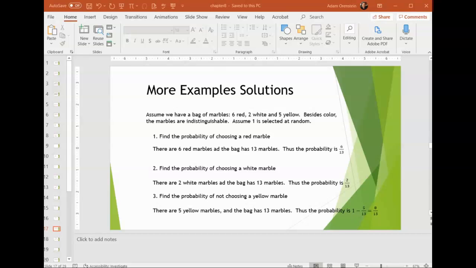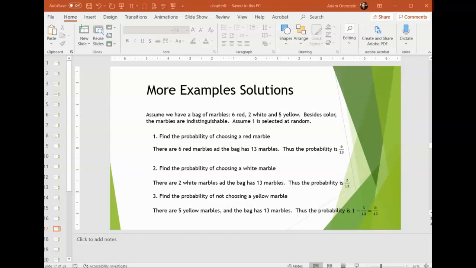You could also think of it this way. How many ways can we not choose a yellow marble? How many outcomes? Well, there's 8. You have 6 red, 2 white, or you choose something besides a yellow marble. That's 8 out of 13. Same thing. I hope I was successful. I'm just trying to show you how you can calculate the probability of an event's complement by finding the probability of the event. So hopefully I was successful.